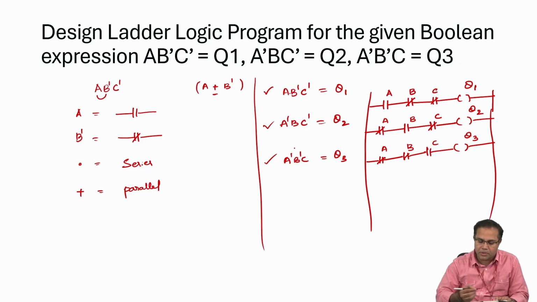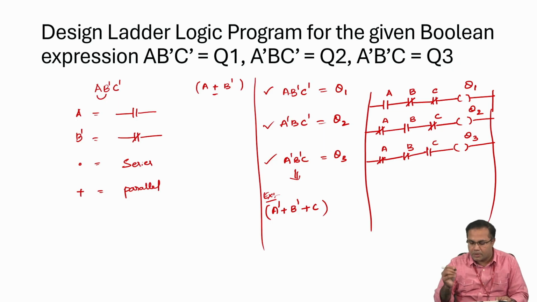Suppose the same is in the form of a sum term, then I'll convert it into the sum term. Let's say it is A complement plus B complement plus C. This is just an example and has nothing to do with the logic. So if this is the term, how do we draw the ladder logic for it?